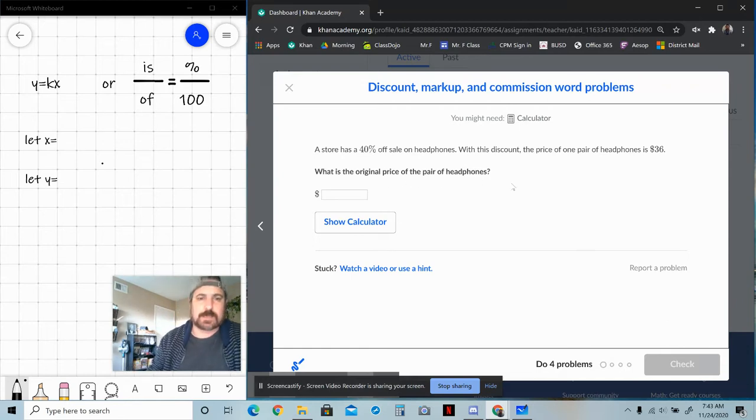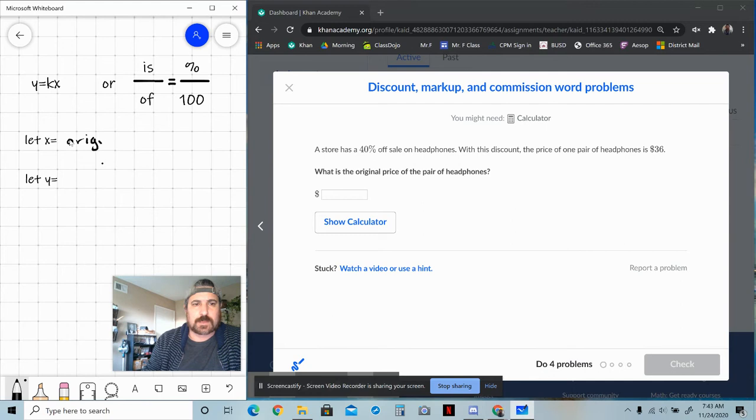So basically, when you're thinking about it, what we're going to input is the original price. So let x equal the original price. We're going to output the sale price. That's the price on sale.